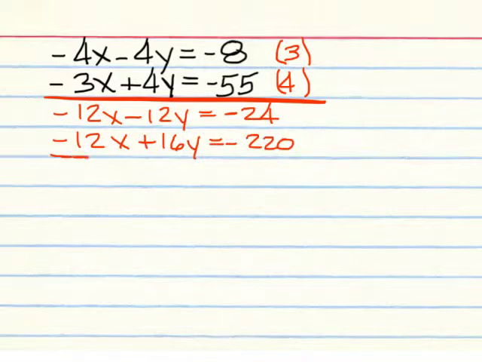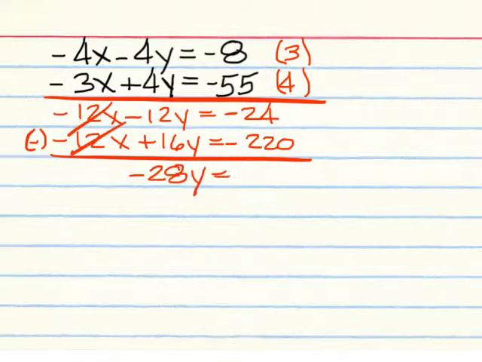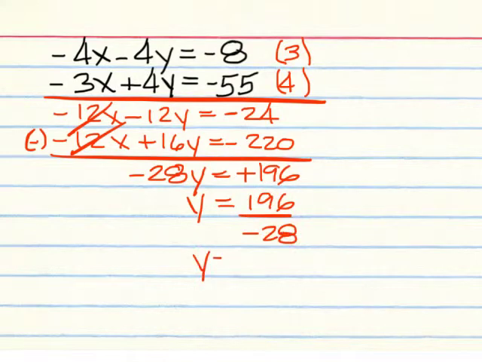negative 220. The signs are the same, so you must subtract. Negative 12 minus 16 is a negative 28, and negative 24 minus a negative 220 is going to be a positive 196. Now divide 196 by a negative 28. The answer is a negative 7 for that.